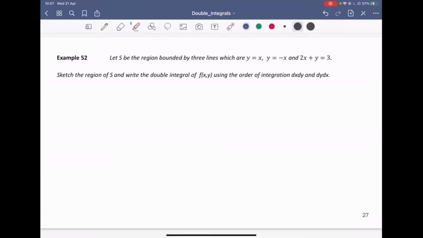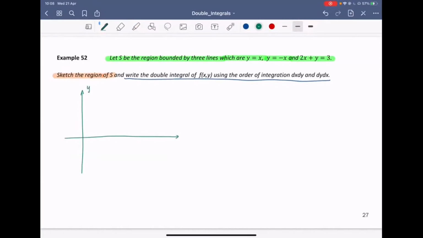We have S, the region bounded by lines. So you have three lines: y equal to x, y equal to negative x, and 2x plus y equal to 3. You have to draw the region first. The question says sketch the region, and then set up a double integral using the order of integration dx dy or dy dx. So let's do that. First of all, you need to draw a picture. So we're going to do the picture here.